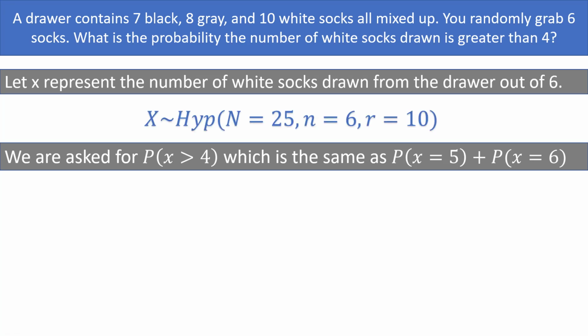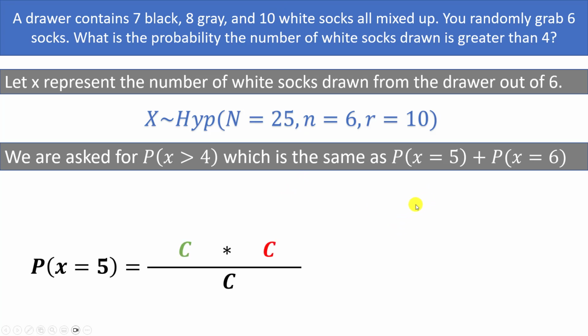Okay, probably the first thing you should have done is identify the values for uppercase N, lowercase n, and r. Uppercase N is the size of our population, or how many socks we have. If you add up 7, 8, and 10, you should get 25. Lowercase n is the number of socks that you are drawing. We are drawing 6 socks, so lowercase n is 6. And r is the number of socks that have the characteristic you are looking for, the number of success socks, which in this case would be the white socks, right? And there are a total of 10 white socks.